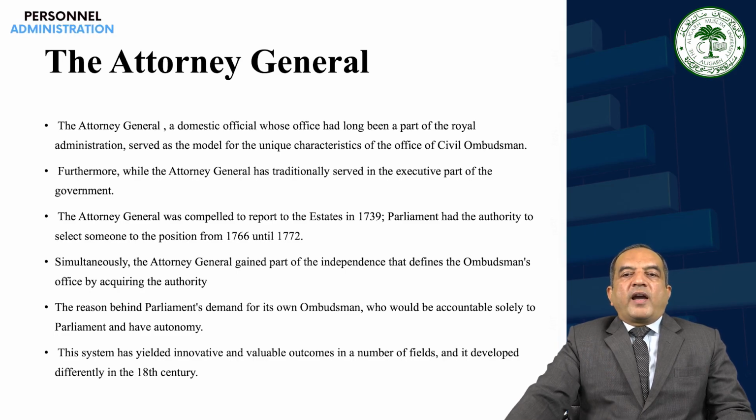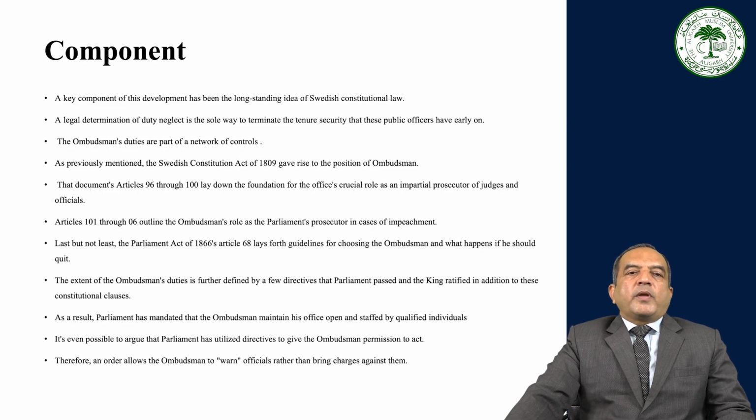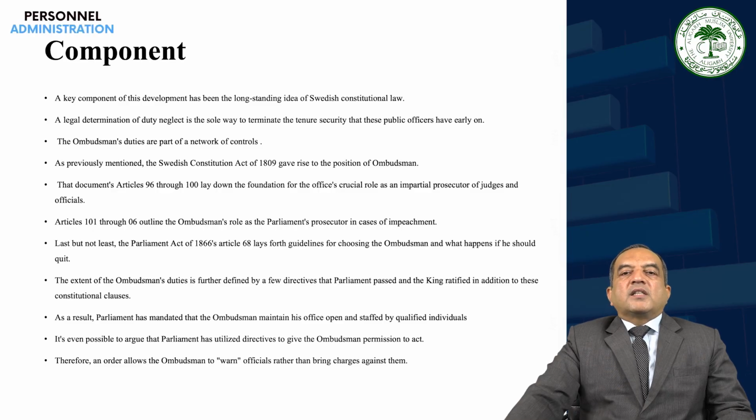However, with the attorney general's reappointment as a royal appointee, it became evident that the public, especially the parliament, might suffer due to his dependent status. The reason behind Parliament's demand for its own ombudsman, who would be accountable solely to the Parliament and have autonomy over the appointment, salaries, and policies, is likely due to this development.